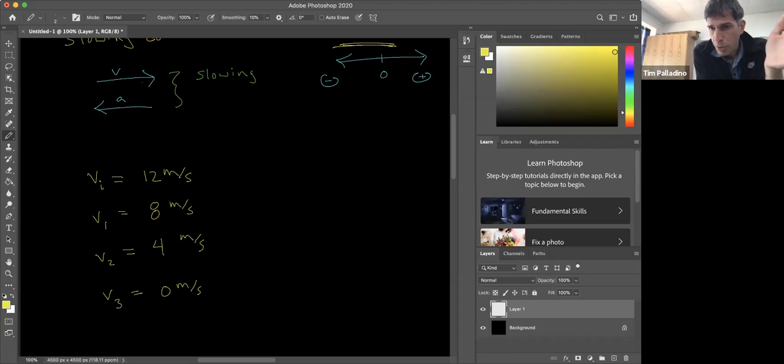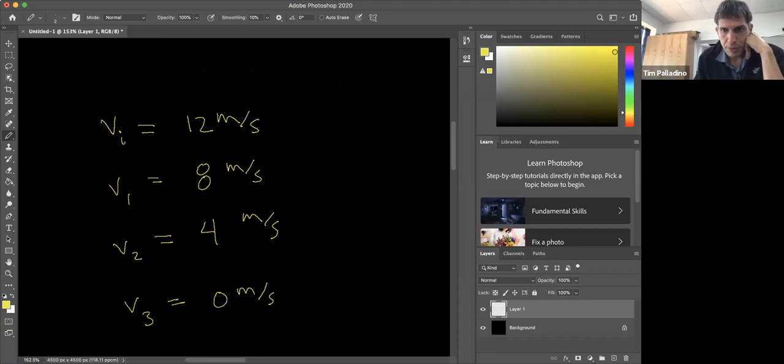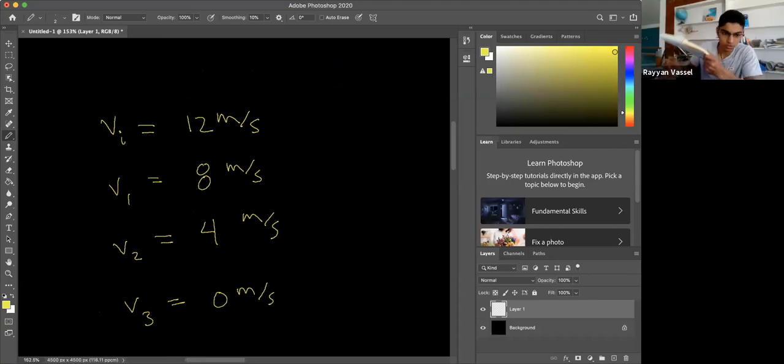We're going to assume for this problem it's not going to continue to accelerate. It's just going to come to a stop. Now, I don't know why that did that. So I have one question.